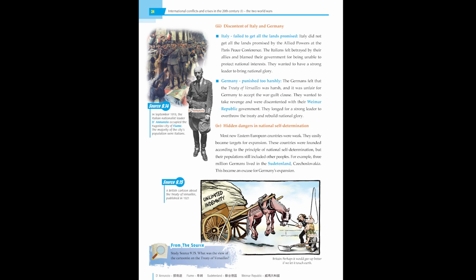Look at the source 9.15. A British cartoon about the Treaty of Versailles, published in 1921. From the source. Study source 9.15. What was the view of the cartoonist on the Treaty of Versailles?